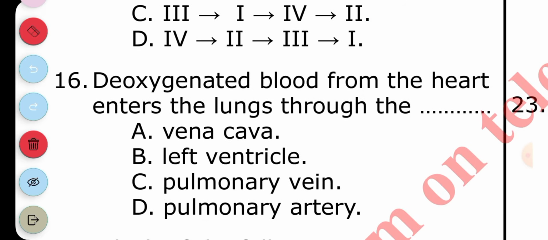Question 16. The oxygenated blood from the heart enters the lungs through the A, vena cava, B, left ventricle, C, pulmonary vein, D, pulmonary artery. The answer to question 16 is D, pulmonary artery.